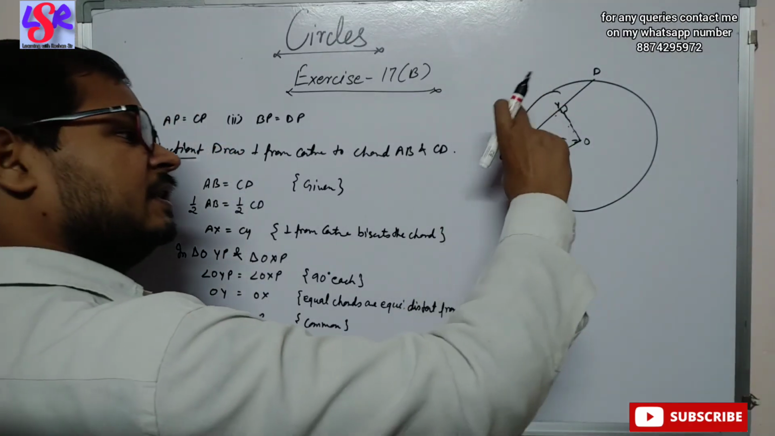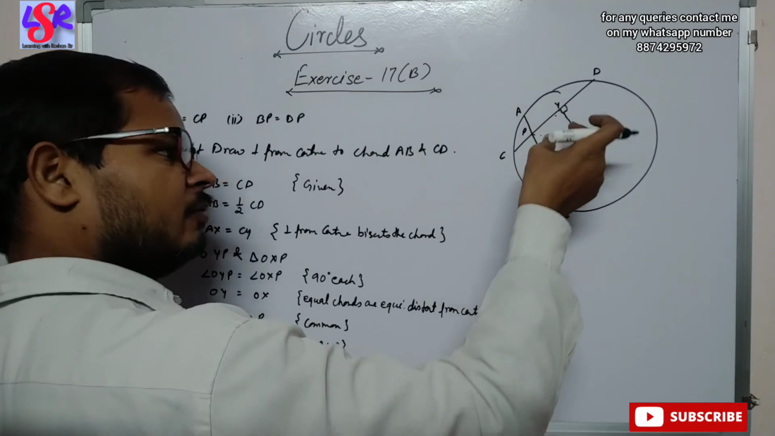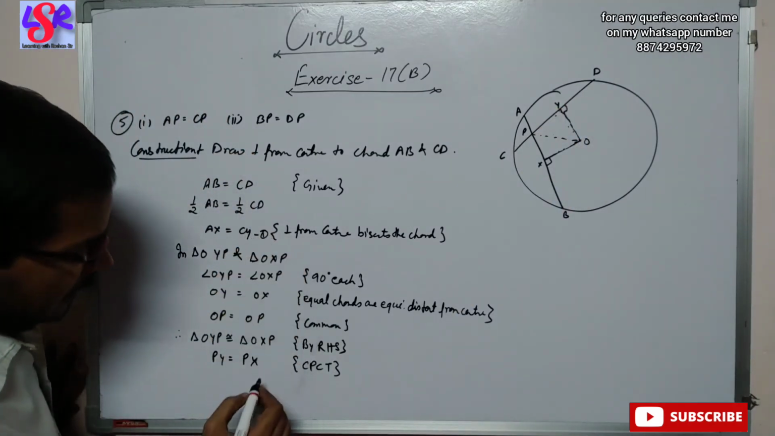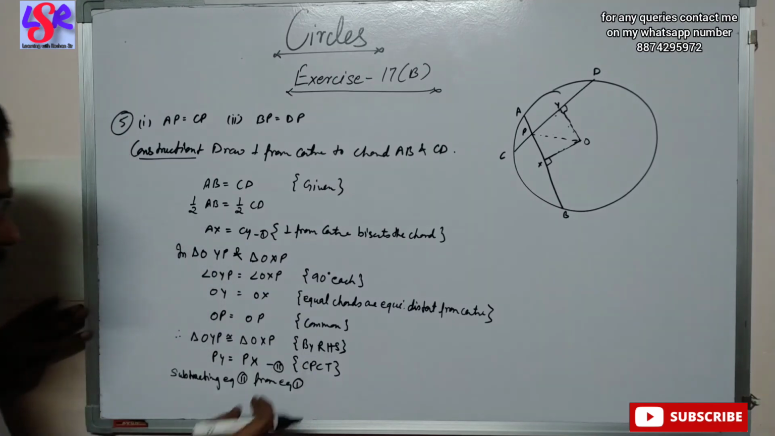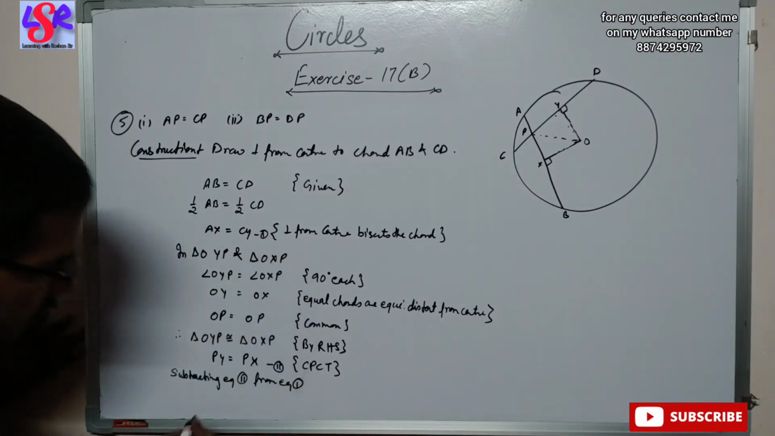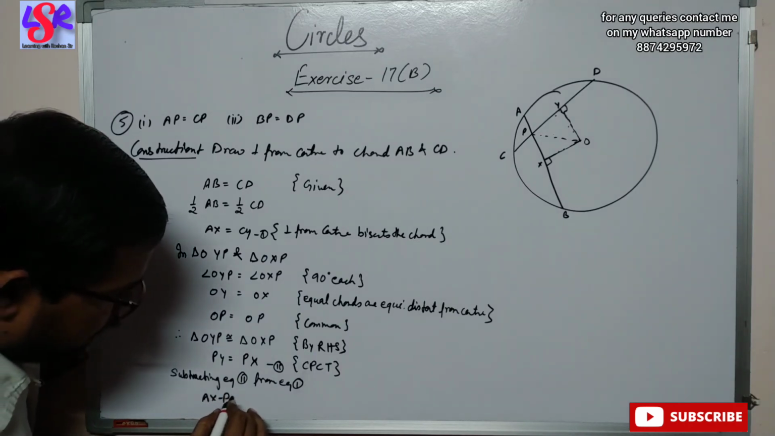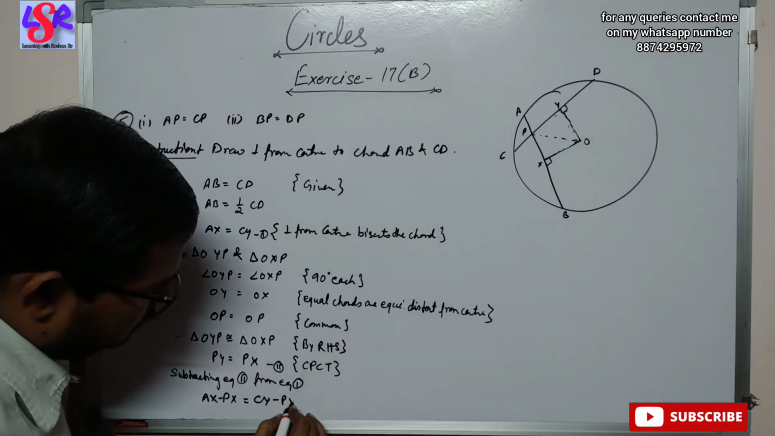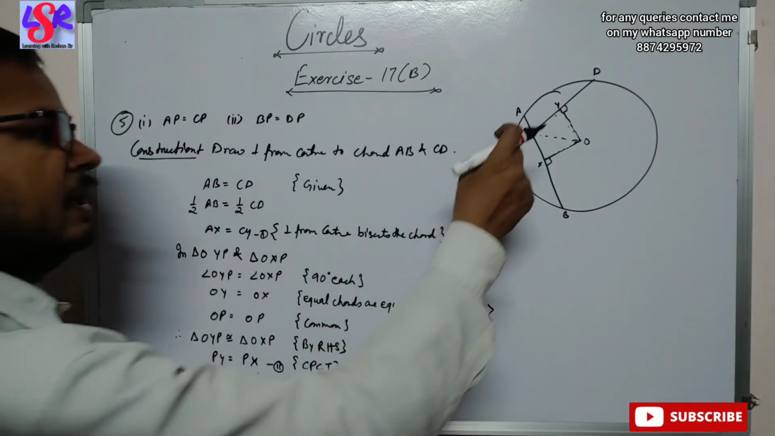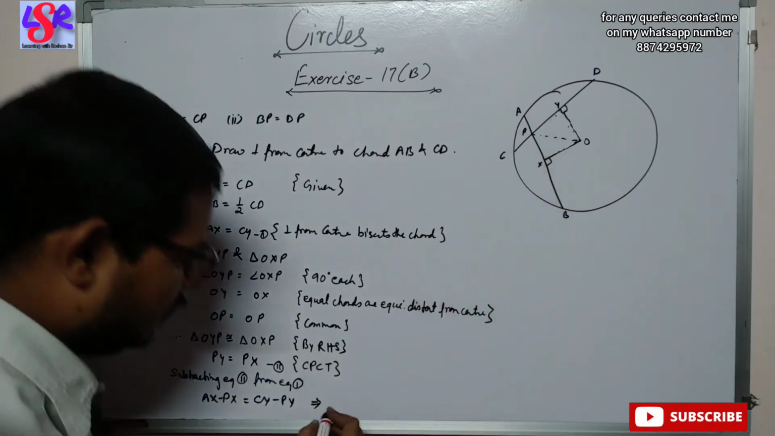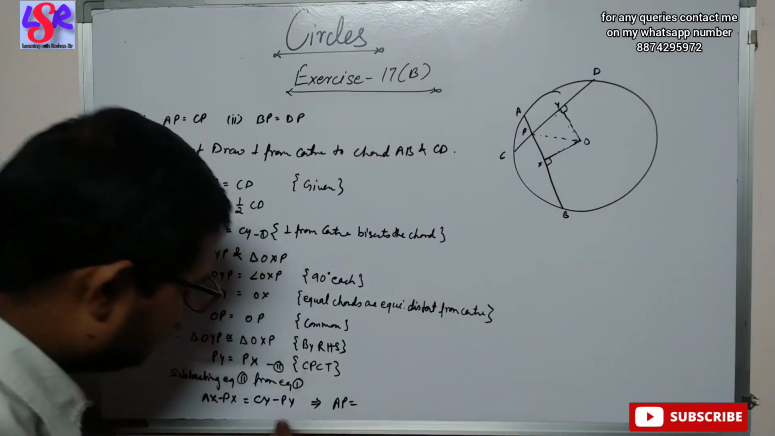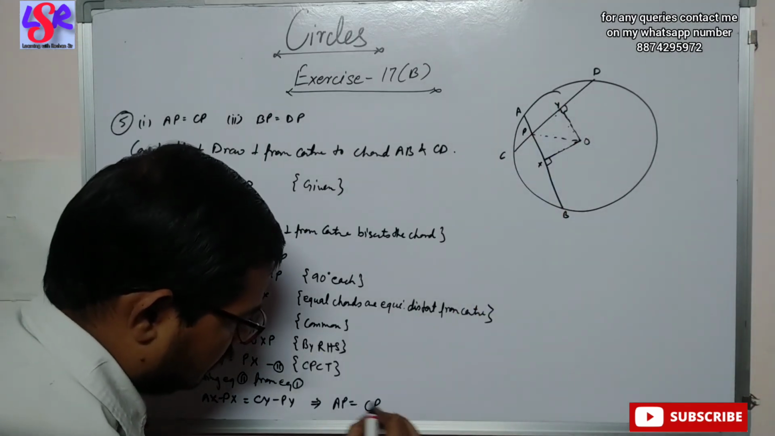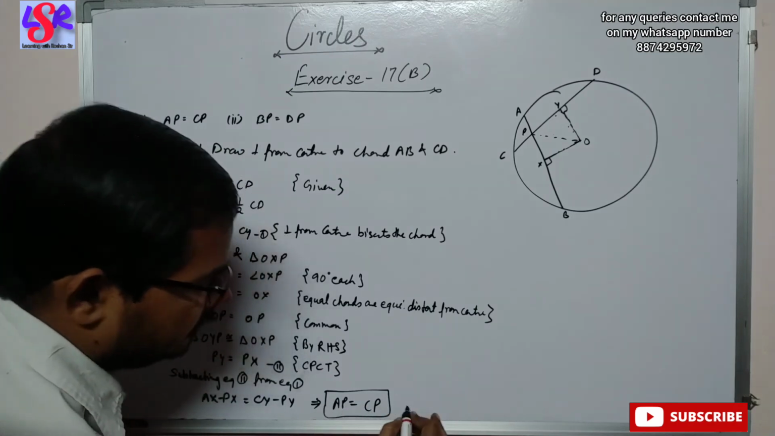We have proved AX equals CY and we have also proved PX equals PY. So let this one be equation number 1 and this one be equation number 2. Now subtracting equation 2 from equation 1, we get AX minus PX equals CY minus PY. AX minus PX is AP, and CY minus PY is CP. So here we get the first part of our answer.